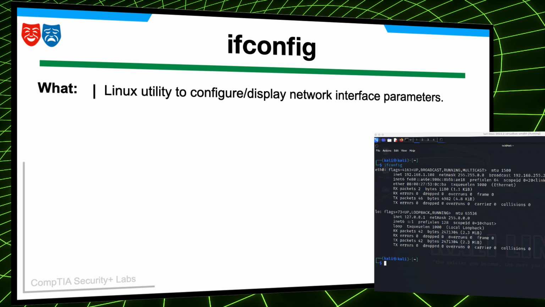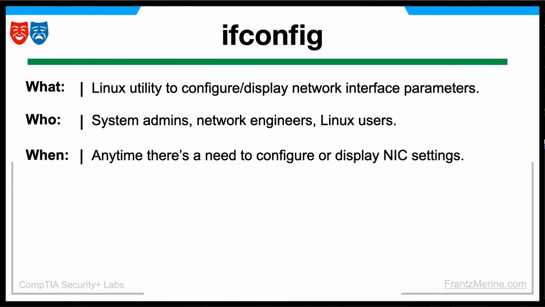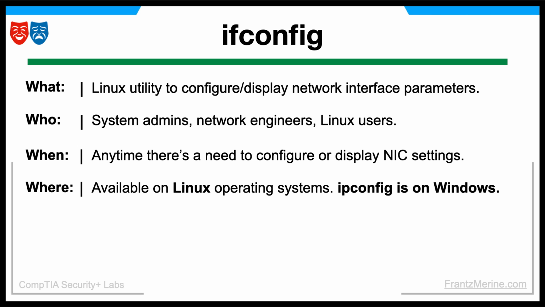So what is IFCONFIG? IFCONFIG is a utility in Linux used to configure and display network interface parameters. It is used by system administrators, network engineers, and Linux users. IFCONFIG has been part of Linux distributions for many years and is still used today, anytime there's a need to configure or display NIC settings. The utility is available on Linux operating systems and only Linux operating systems. IPconfig is based on Windows.